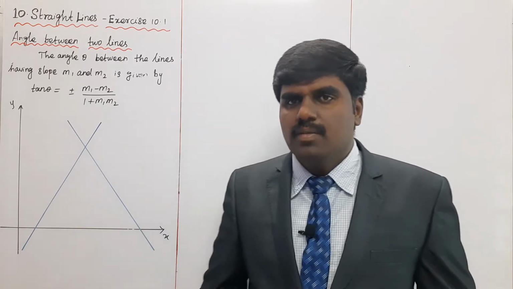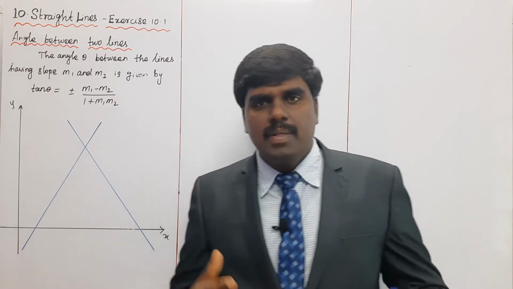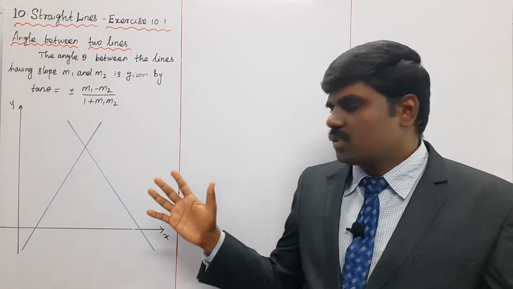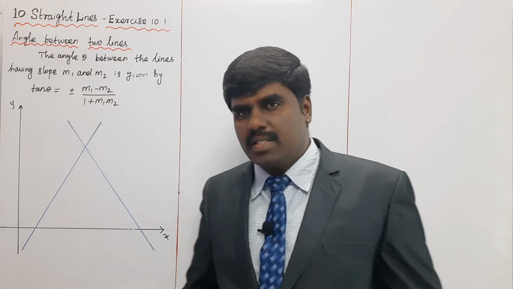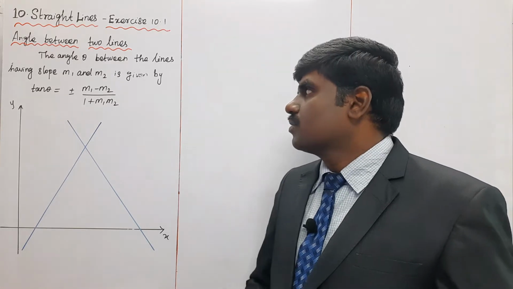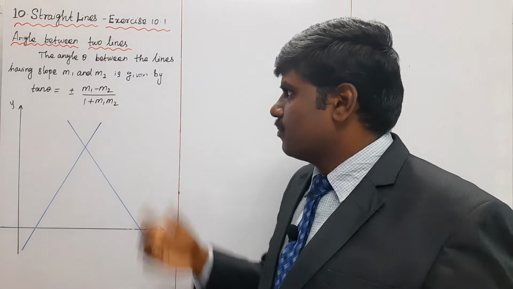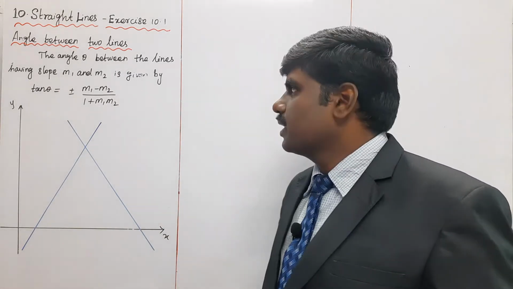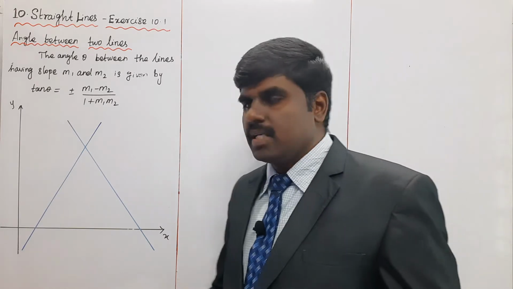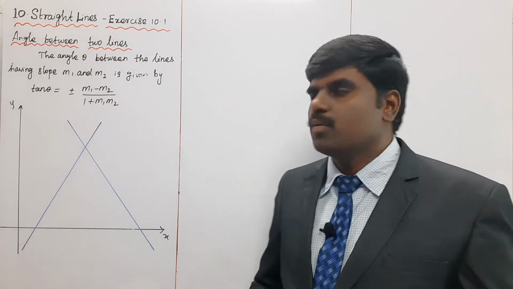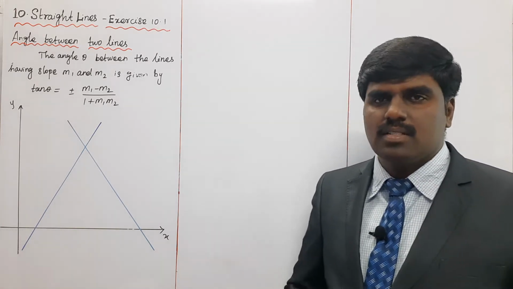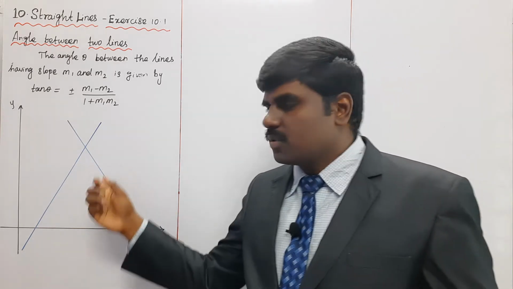Now in this video, we will discuss the angle between two lines. Two lines are here. How do we find the angle between the two lines? The angle theta between lines having slopes m1 and m2 is given by tan theta equals plus or minus (m1 minus m2) divided by (1 plus m1 m2). This is the concept, the formula for the angle between two lines.